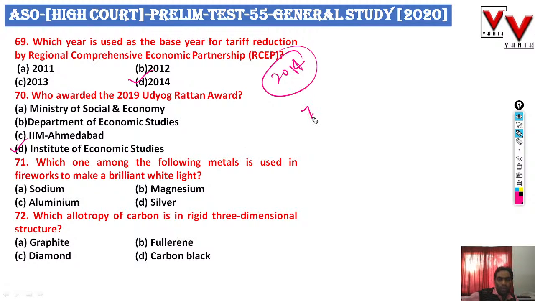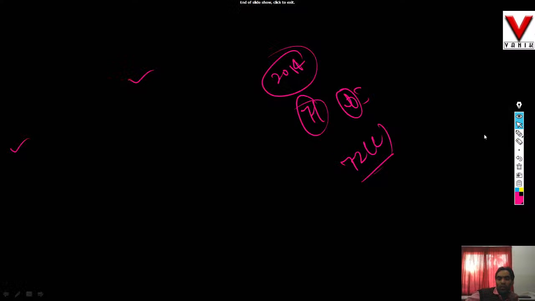Next question is 71. Which one among the following metals is used in fireworks to make brilliant white light? This must be discussed by your science teacher, but I am also going to say it is magnesium. Next, which allotrope of carbon has a rigid three-dimensional structure? That is diamond. 72, right answer is diamond, that is C. Now we are going to proceed further and discuss the next question.